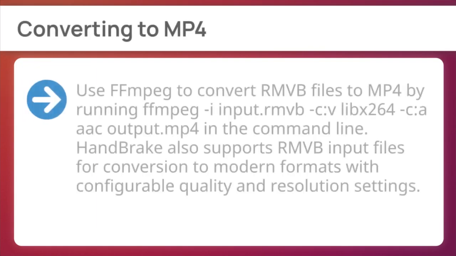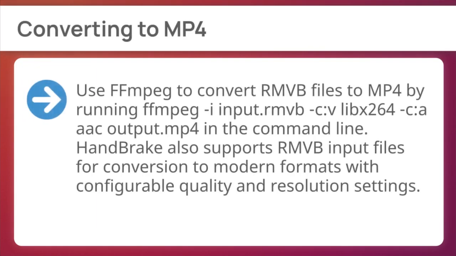Next, converting to MP4. Use FFmpeg to convert RMVB files to MP4 by running ffmpeg -i input.rmvb -c:v libx264 -c:a aac output.mp4 in the command line. Handbrake also supports RMVB input files for conversion to modern formats with configurable quality and resolution settings.